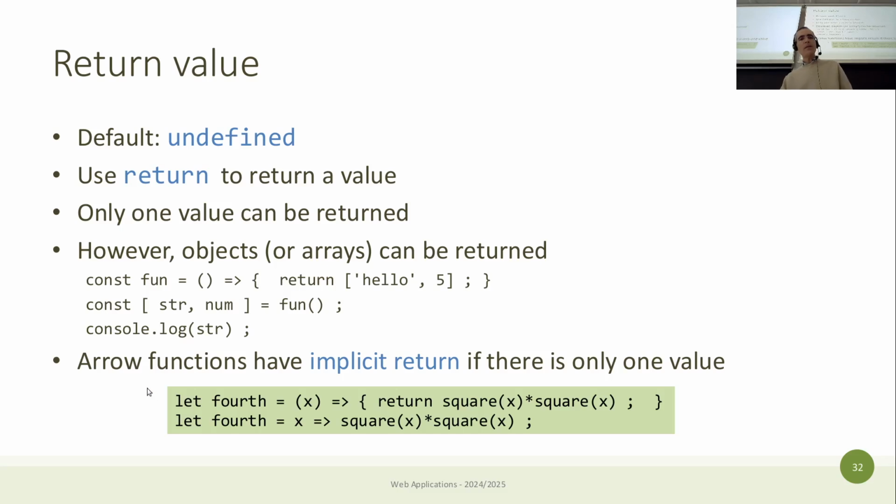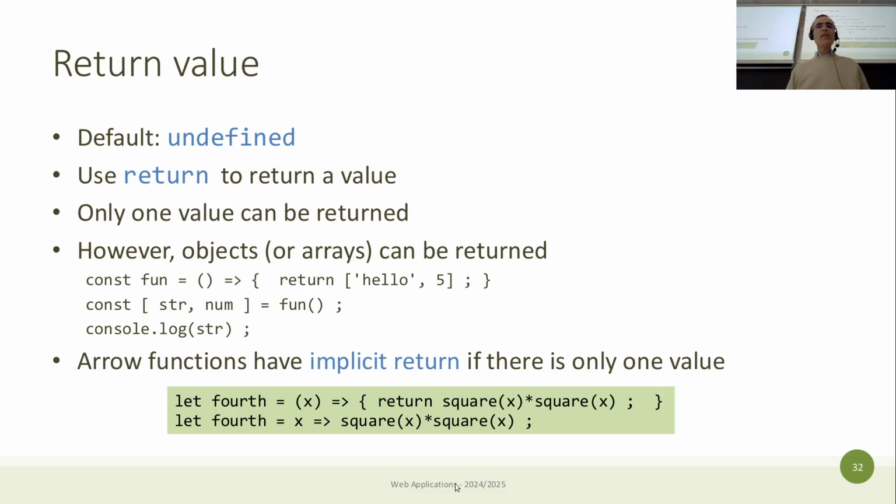Anything can be returned. Arrow functions have an implicit return value if there is only one value computed inside the arrow function. Okay. So we can write the previous function fourth power as x without the brackets, because it's just one parameter, arrow, just the expression to be returned. Okay? But it needs to be one. If you are doing more than one thing, you need to open the brackets. Okay? And then use the return statement.